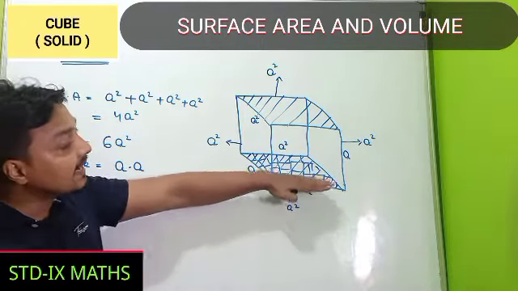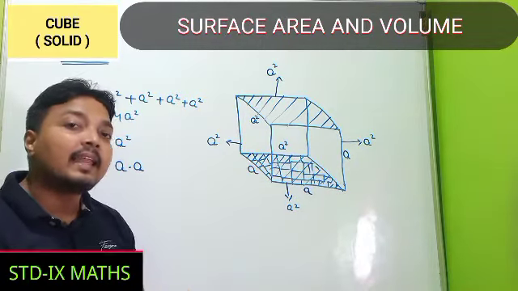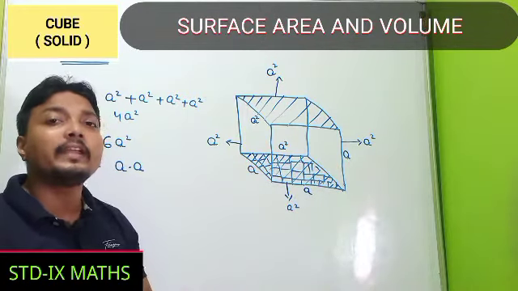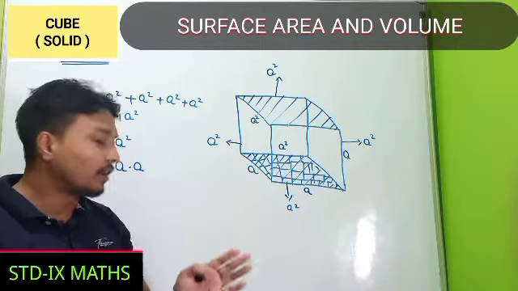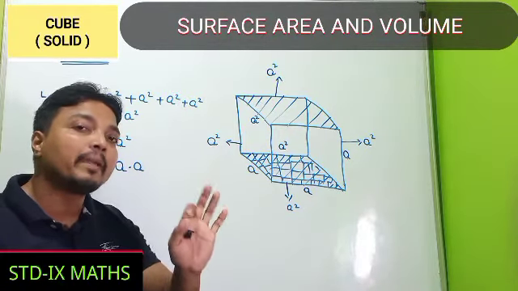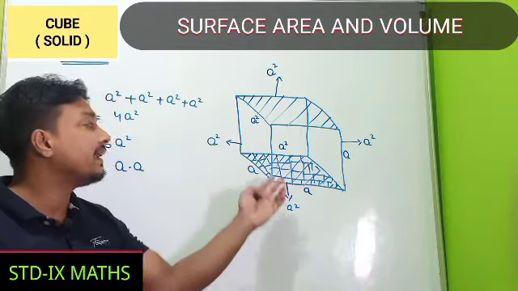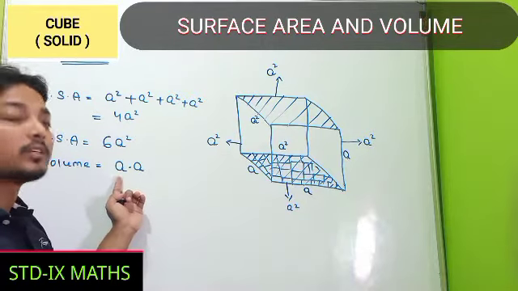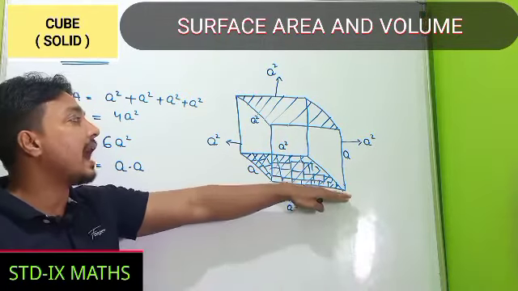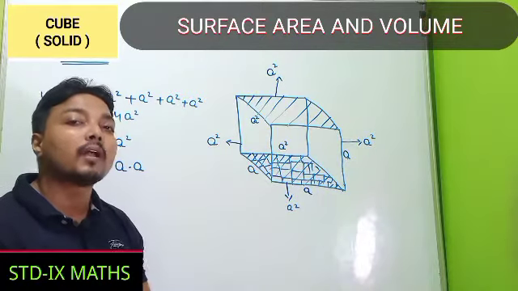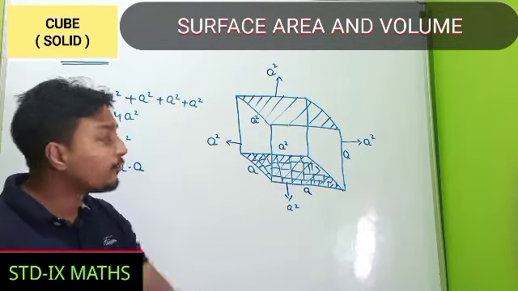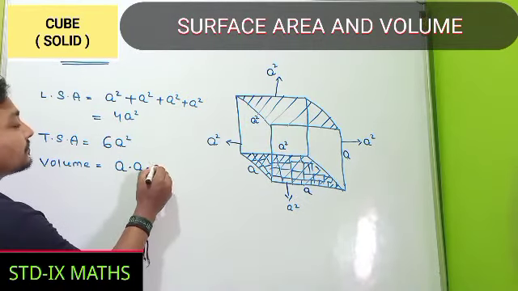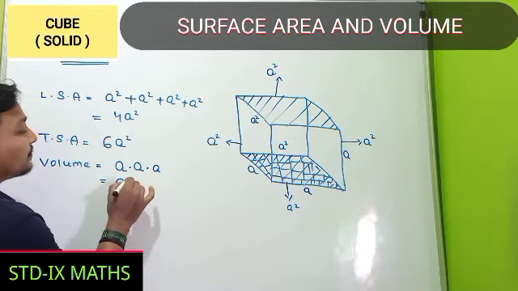To fill a single layer in the base of the cubical box, the number of unit cubes, the number of little cubical boxes having 1 unit as the side, required will be A square. So for one level, A square cubical boxes are required. As the height is also A, the total number of cubical boxes required to fill the whole cube will be A into A into A, which is A cube.